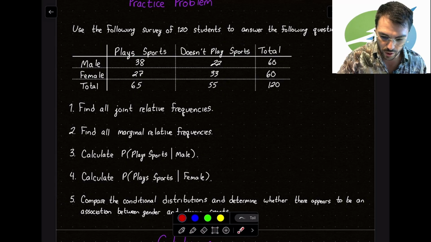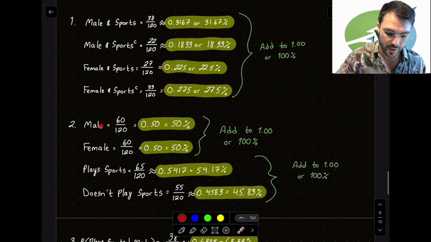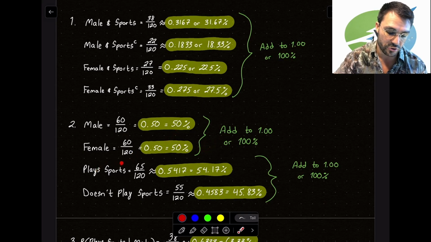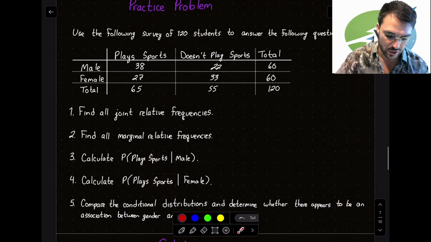So we're going to look for the marginal relative frequency of all males, the marginal relative frequency of all females, the marginal relative frequency for all students who play sports, and the marginal relative frequency for all students who don't play sports, which I have all of that here. Yep. There are 60 males, 120 students in total, 50%. 60 females, 120 students total, 50% for that. And these both add up to 100. And then total students who play sports, 65 out of 120, about 54%. And total number of students who don't play sports, 55 out of 120, roughly 46%. Okay. All right. Next one.